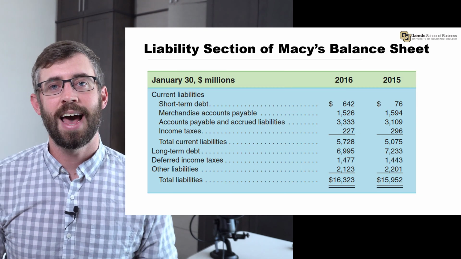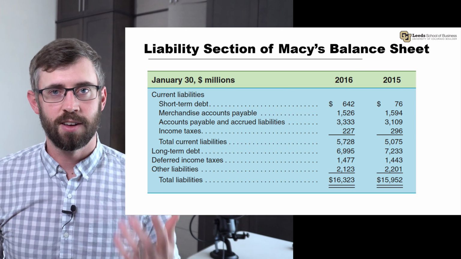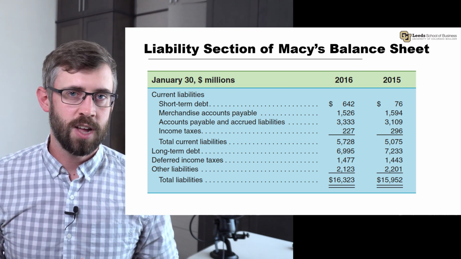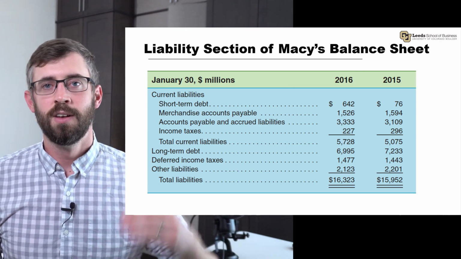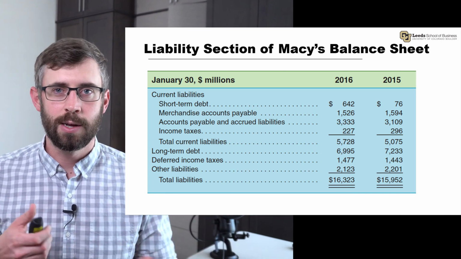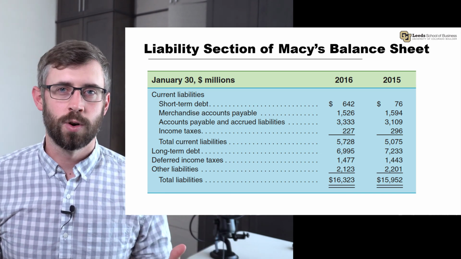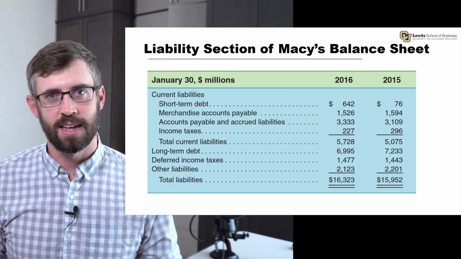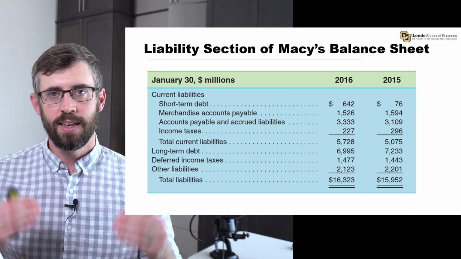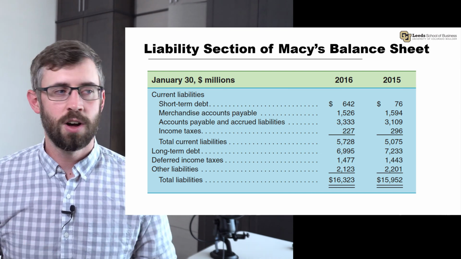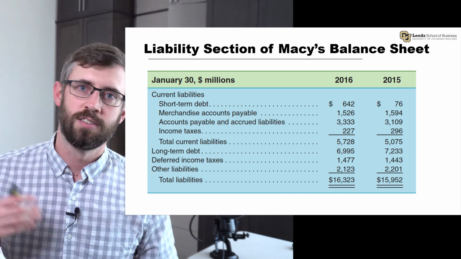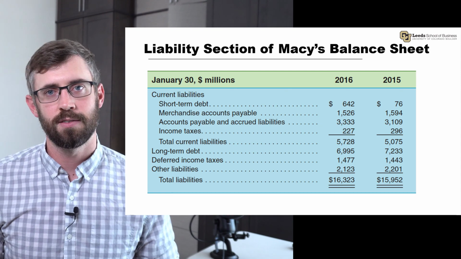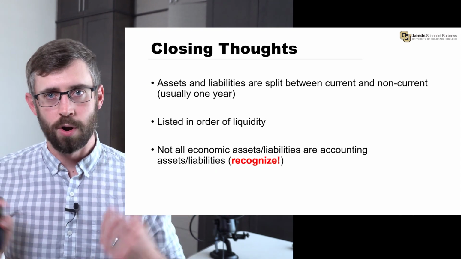So if we take a look at Macy's balance sheet here, their liability section, we see what we just talked about, where we've got our current liabilities listed in order of liquidity, how quickly we expect to pay them off. So we've got short-term debts, accounts payable, accrued liabilities, that sort of stuff. And then below the current liability section, we list our long-term liabilities like long-term debt and some deferred income tax liabilities.